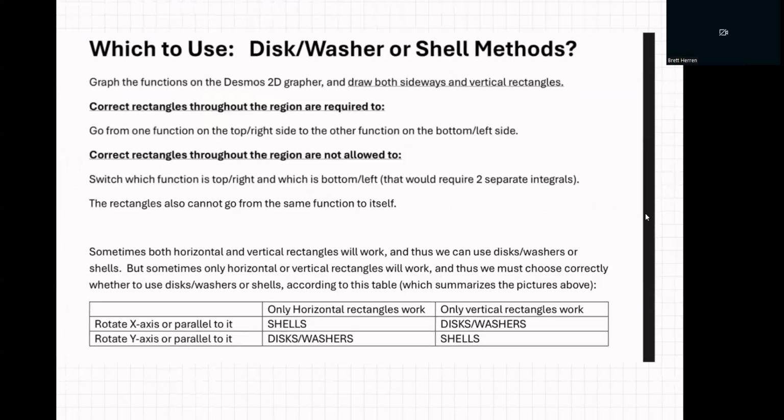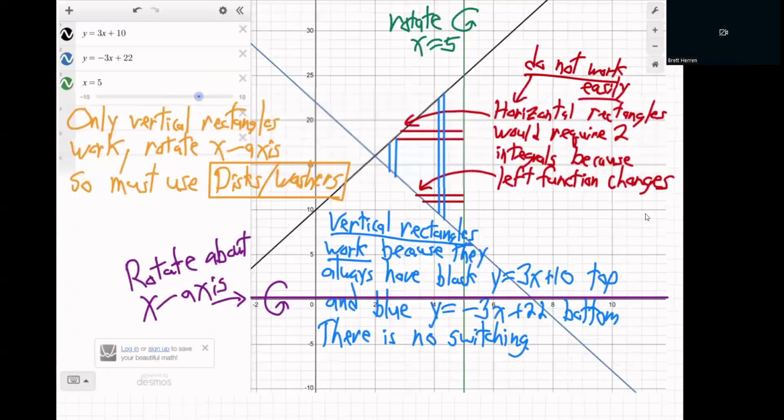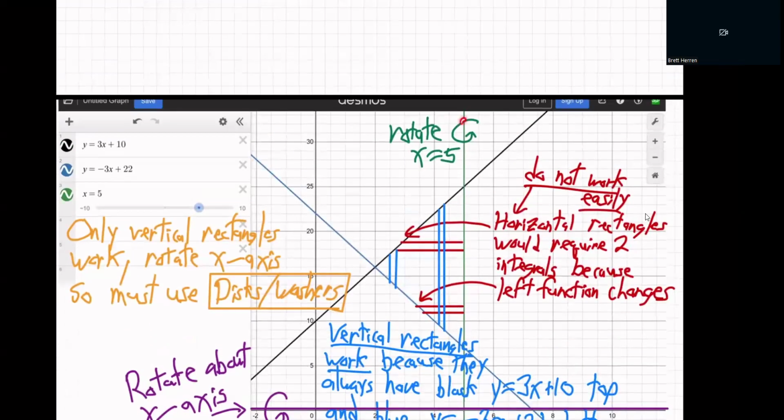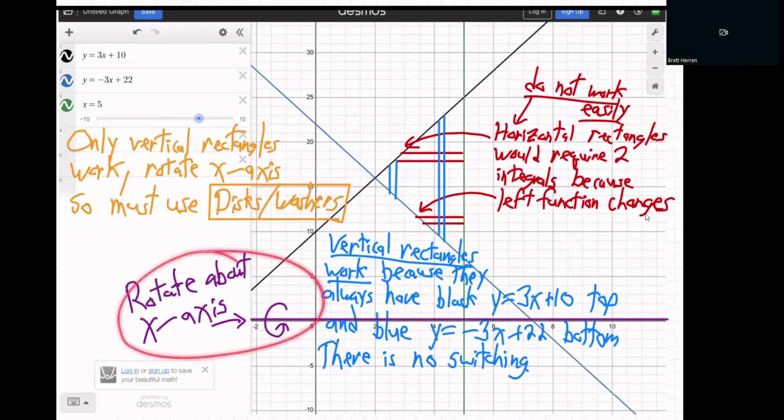So basically, we have only vertical allowed. And we're rotating about x equals 5. No, I'm sorry. We're not rotating about x equals 5. That was a mistake. X equals 5 is part of the boundary. We're rotating about the x-axis. That's what I should say. So we're rotating about the x-axis and vertical rectangles.